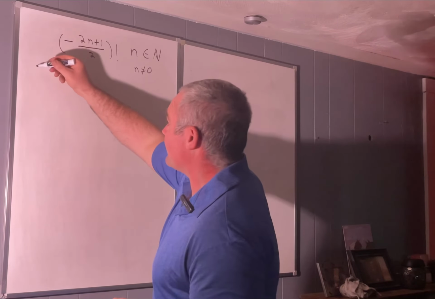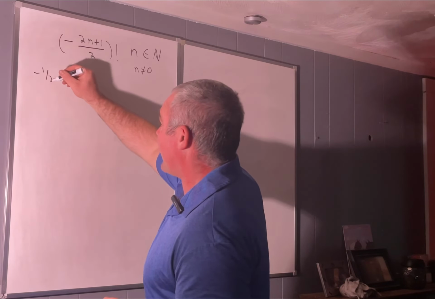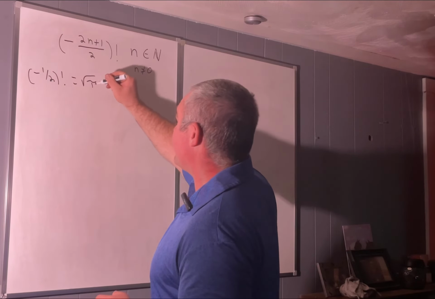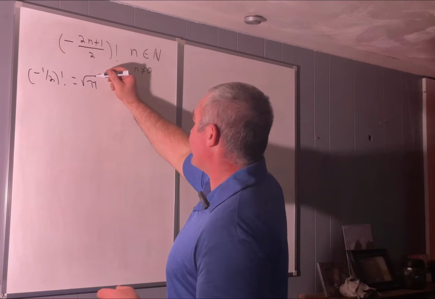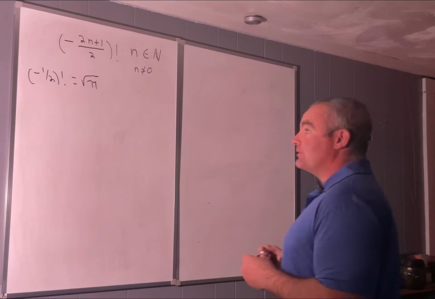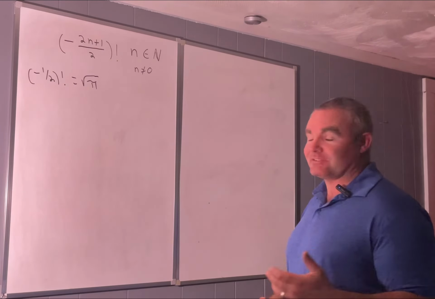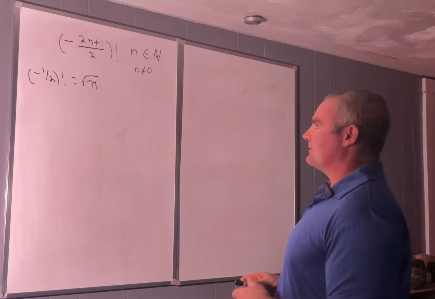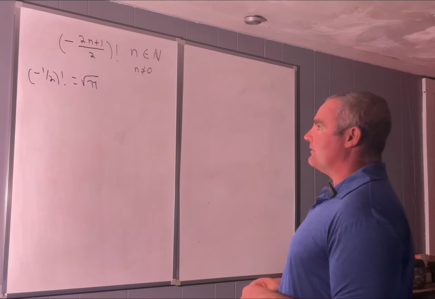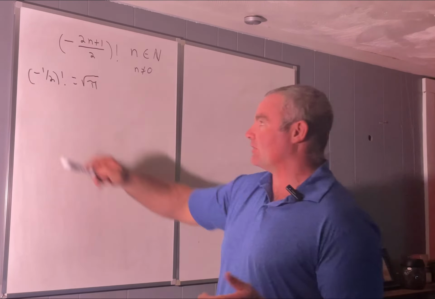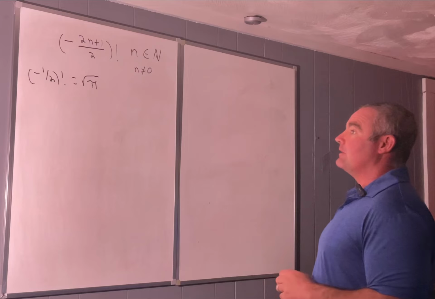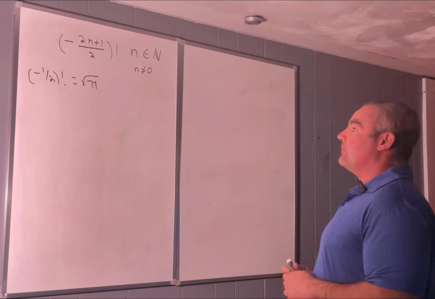We're going to start with the fact that negative 1/2 factorial is equal to the square root of pi. I'm not going to show that again. I've shown that in two separate videos. One of them was my last video, and one of them was some other previous video, and I think it literally has the title negative 1/2 factorial. So take a look at those if you want to see how I get that.